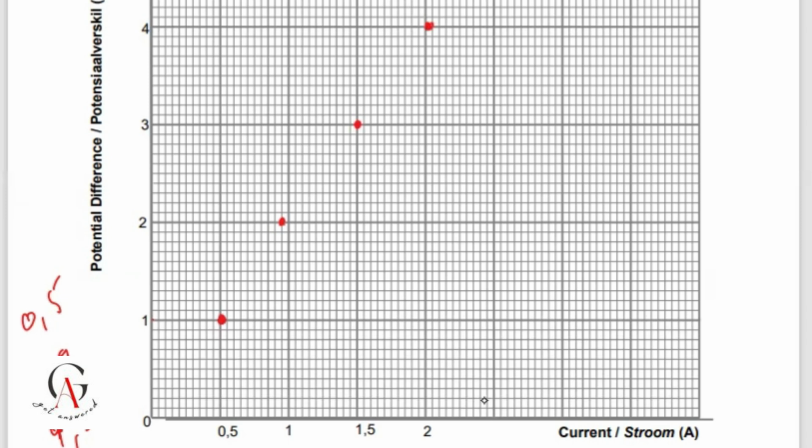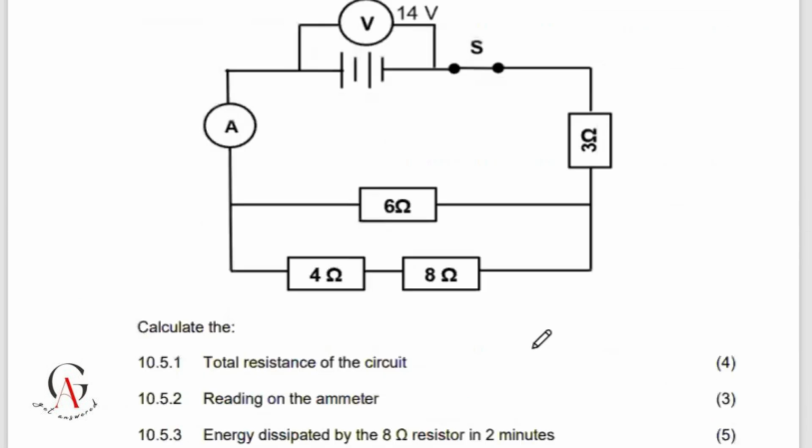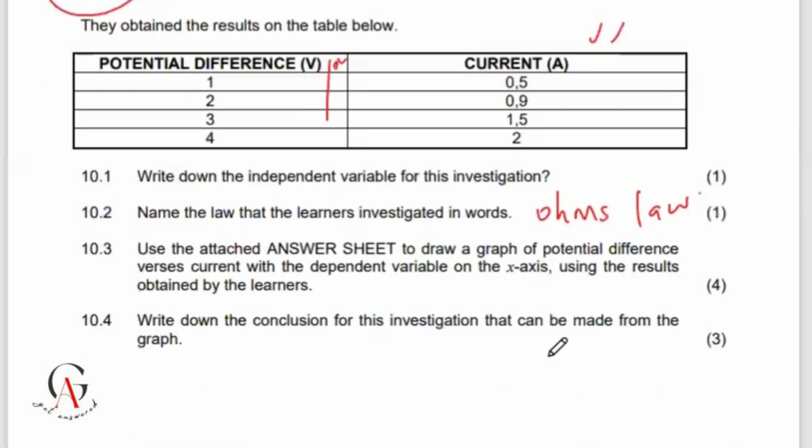And then just connect this with your ruler, and you have your straight line that they want. You can even extend it, there's no problem, till it meets the axis. Then that is the graph. Then write down the conclusion.